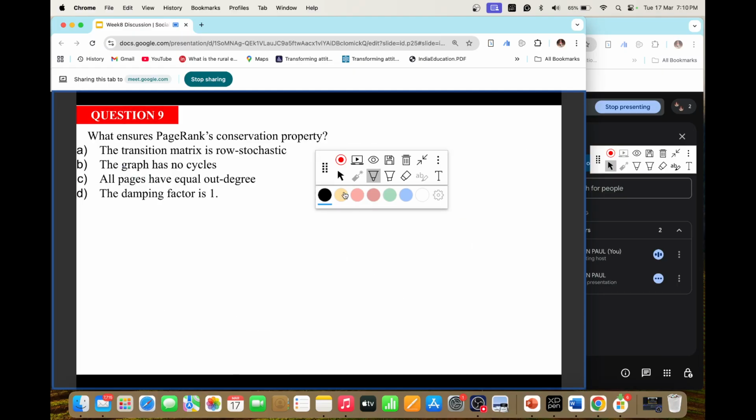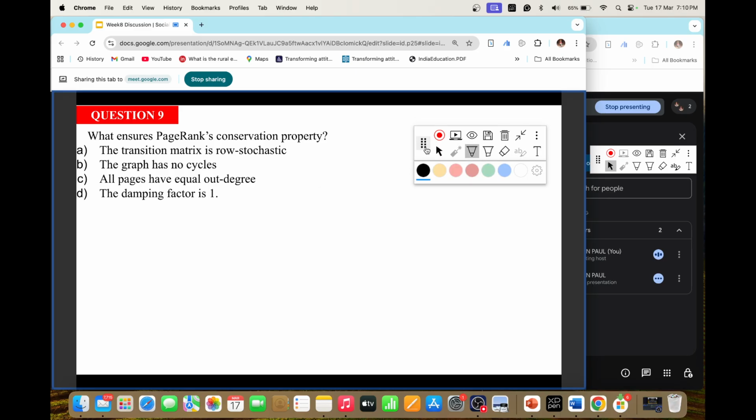What ensures the PageRank conservation property? The transition matrix is row stochastic. The graph has no cycle. All pages have equal out degree. The damping factor is 1. So here A is the correct answer: the transition matrix is row stochastic.